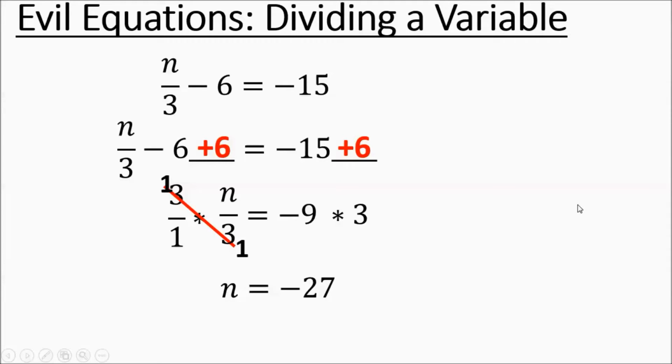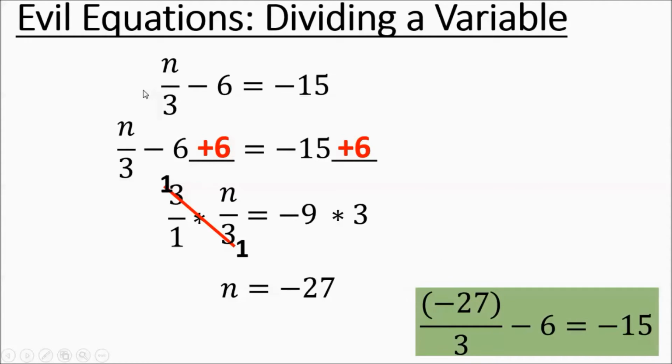And hopefully, even if you got a negative 3 as an answer, if you made that mistake, you'd plug it back in and realize that it wouldn't work. When you plug in a negative 27, this works out to a negative 9, and then negative 9 minus 6 does work out to negative 15.